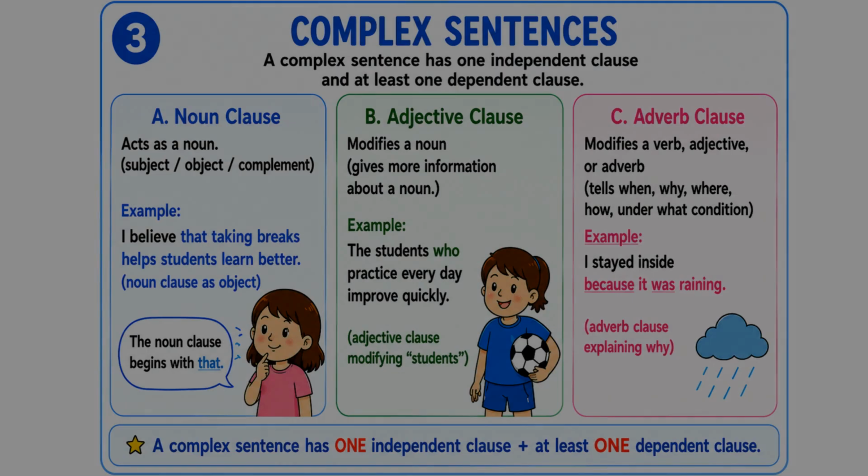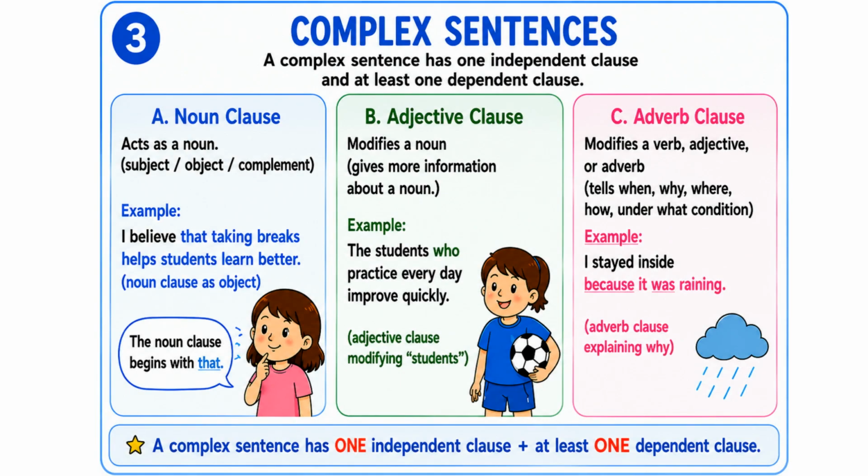Now let's look at number 3, complex sentences. A complex sentence has one independent clause and at least one dependent clause. There are 3 important types of dependent clauses that we need to know: noun clauses, adjective clauses, and adverb clauses. First, we have a noun clause. A noun clause acts like a noun. It can function as a subject, object, or complement.